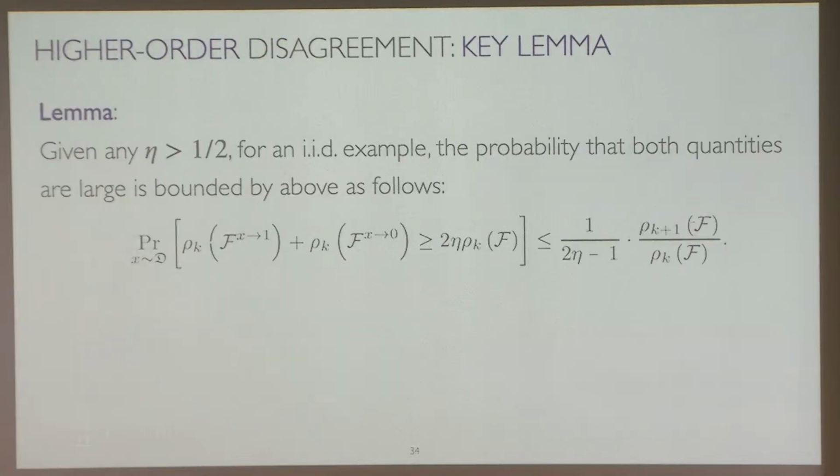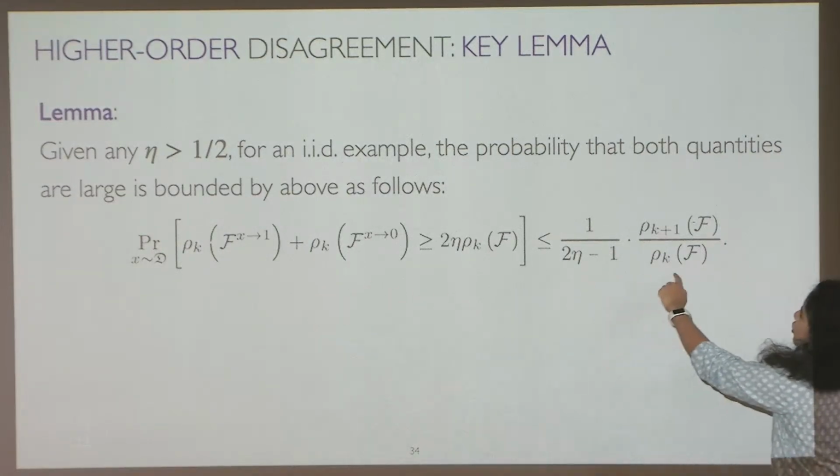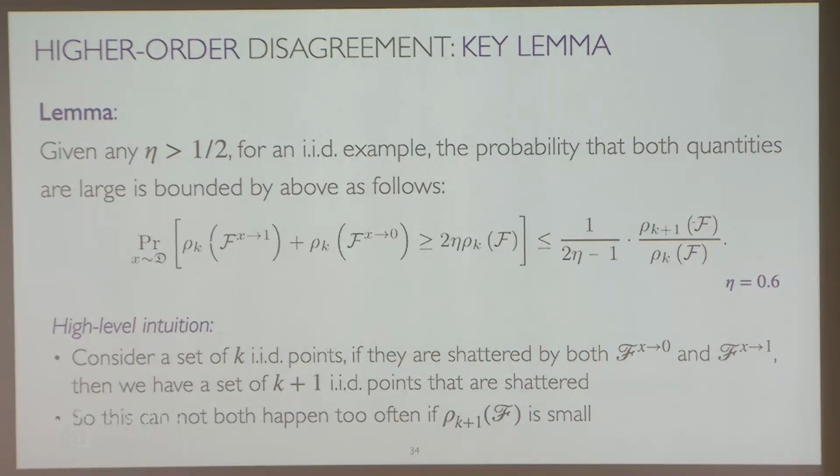Now it's not too hard to see why both quantities being large is not going to happen with high probability for ID points. This is the lemma. It's a very simple Markov inequality using the properties of shattering that we showed. Basically, the probability of both quantities being large is bounded by the ratio of the quantity on the level above you and the level below you. The intuition is the following. If you take k ID points that are shattered by both, which means both quantities are large, then I can take this point and these k plus 1 points will be shattered. That means the quantity in the level above should have been large. But I already assumed that I'm going down the levels, so I would have reduced that quantity. So it's not possible for an ID point to satisfy this, which basically means that ID points have to give us some information at every point.